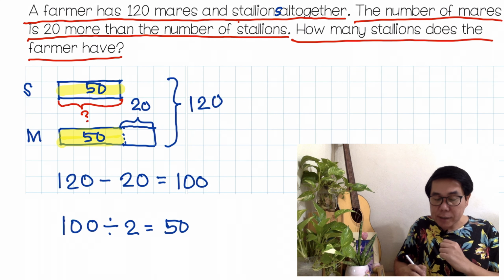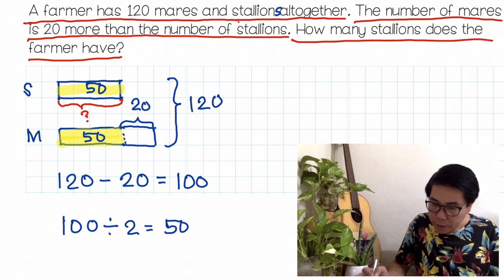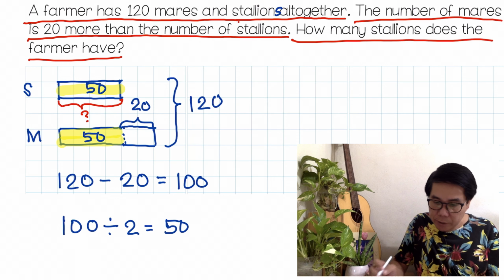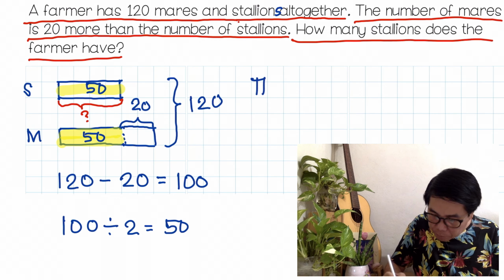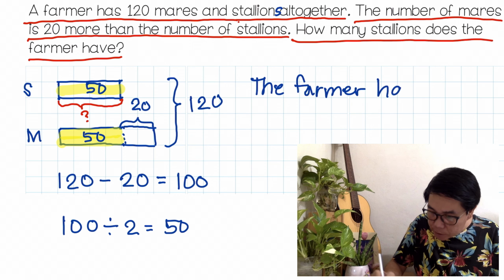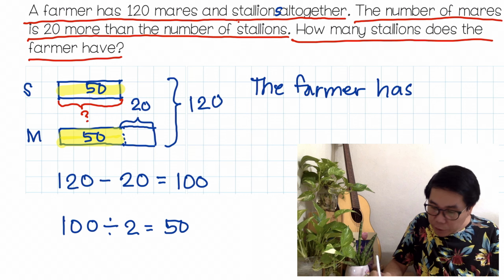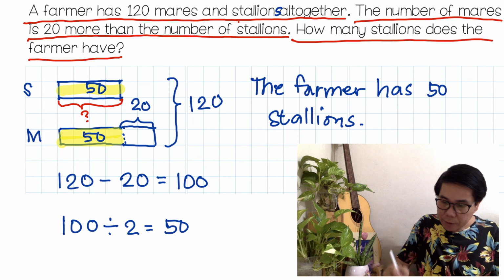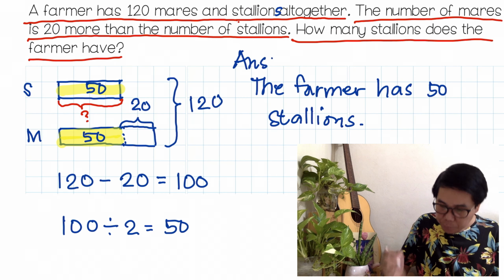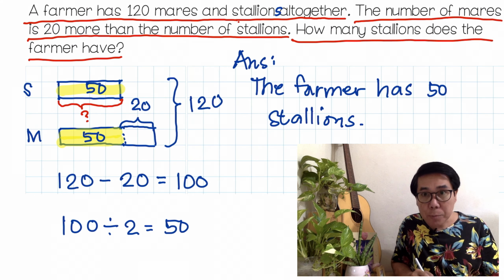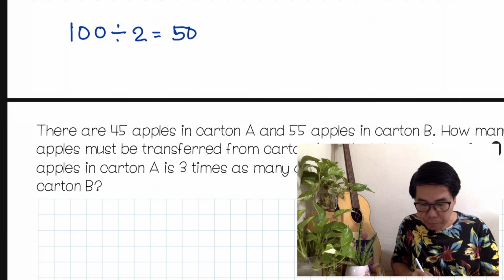And we're looking for the stallion. So therefore, the question is how many stallions does the farmer have? So the farmer has 50 stallions. Okay, so this is our answer. We're done with problem number 2. We're now going to proceed to problem number 3.